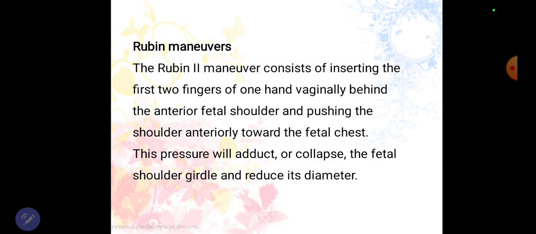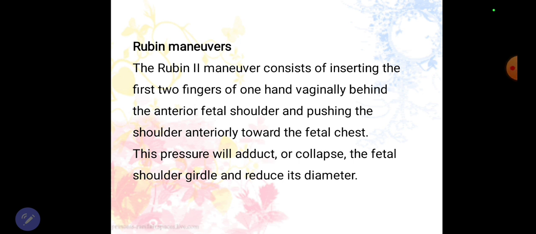First, the Rubin 2 maneuver consists of inserting the first two fingers of one hand vaginally behind the anterior fetal shoulder and pushing the shoulder anteriorly towards the fetal chest. This pressure will adduct or collapse the fetal shoulder girdle and reduce its diameter.